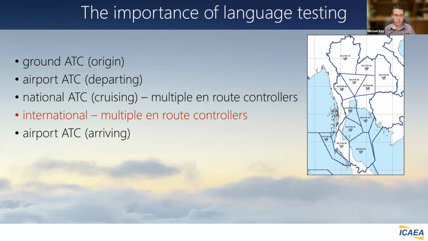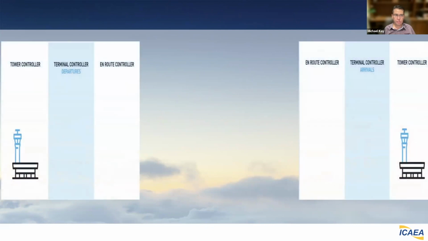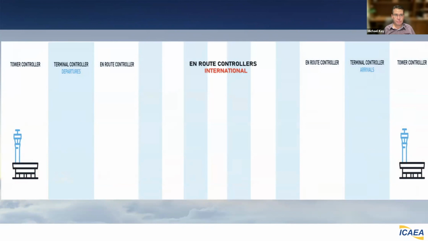And then, of course, on arrival, they're talking to the approach controller, the ground controller, and as they taxi, a different controller again. So if we put that into context here, you can imagine a pilot taking off, they're going to be talking to a large number of different air traffic controllers.